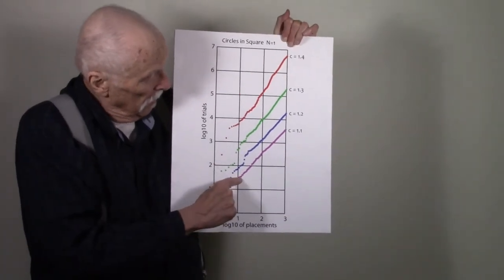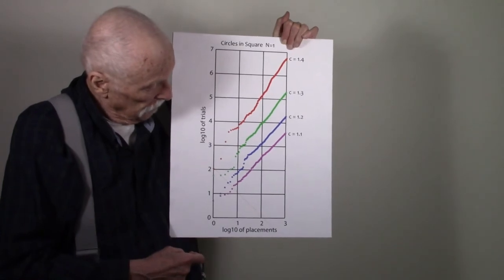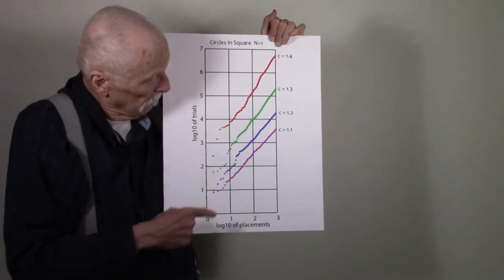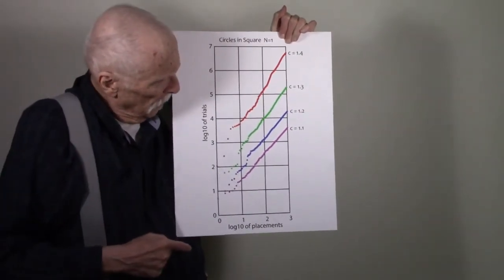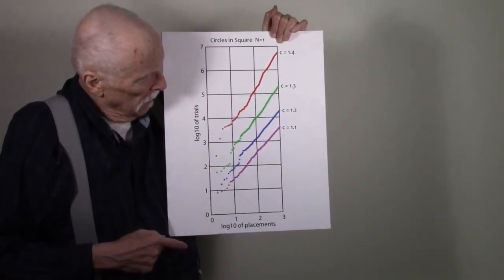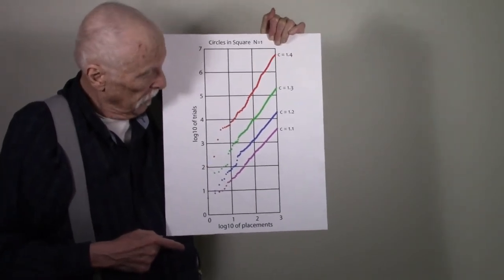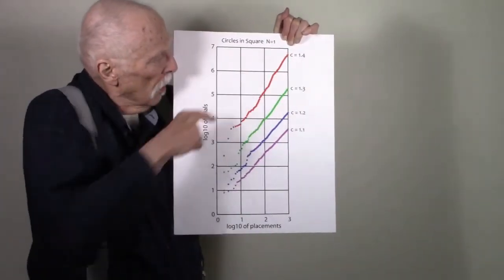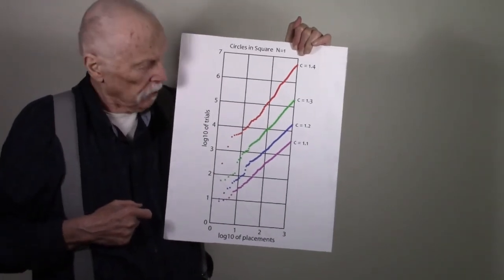And here we have the steady increase in the cumulative number of trials for c equals 1.1, 1.2, 1.3, and 1.4. You notice that the number of trials needed increases rapidly as you go to a higher c value. These are all for n equals 1. Here, for c equals 1.4, we find that we need about 7 million trials to place 1,000 circles.